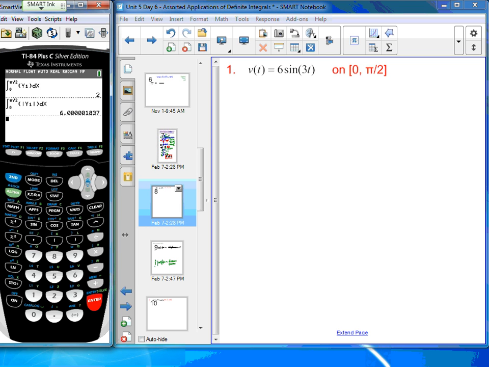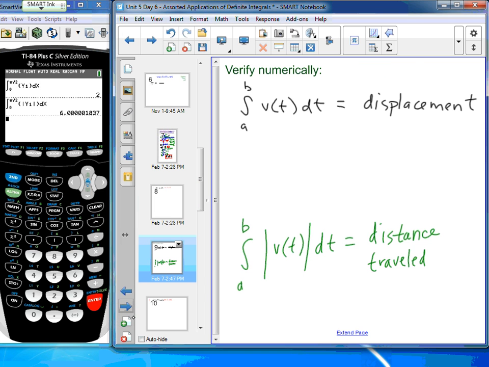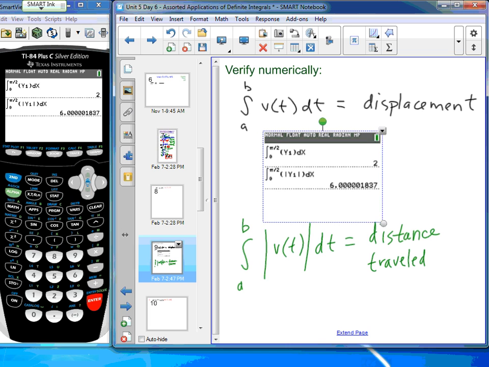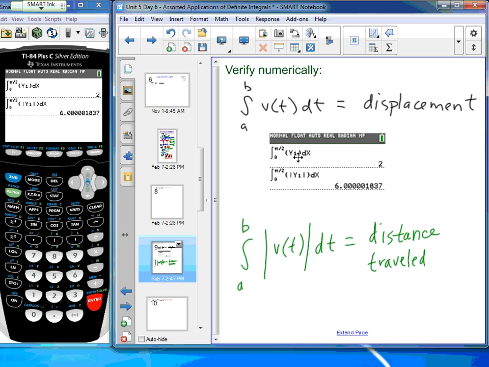Hey! Except ours is better. You guys see? Ours is better. It's all right. We knew that already. And so it looks like we're verified in each case. Our displacement was 2 versus our distance traveled was 6. How do these findings compare with our earlier results? Very well, because we're awesome.